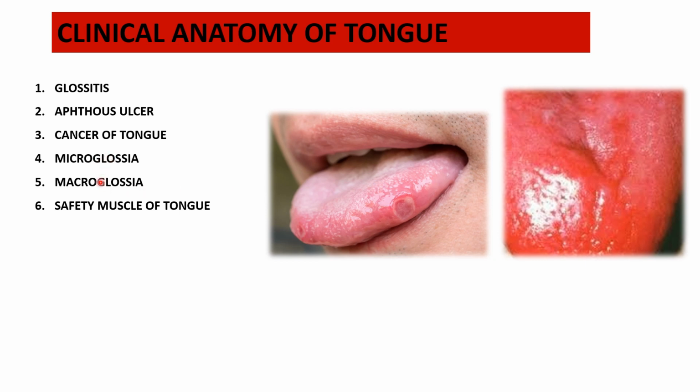There are two congenital anomalies called microglossia and macroglossia. Microglossia is the condition where the tongue size is very small, an abnormally smaller tongue. And macroglossia is the condition where the tongue will be abnormally large or longer. The safety muscle of the tongue is our genioglossus because of its protraction of the tongue. Its action is protrusion or protraction of the tongue, and that will keep the airway patent. So that's why genioglossus is called the safety muscle of the tongue.